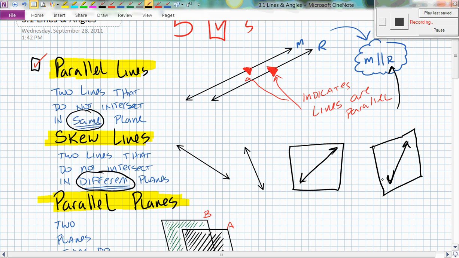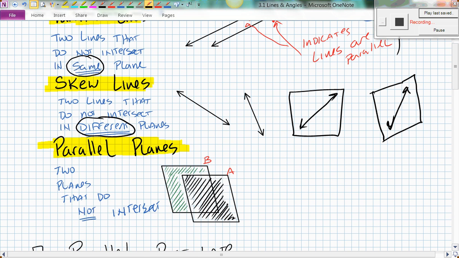Even though it looks kind of like they intersect, I did give an example in class with two real actual sticks, so it looked a little better. Then I had parallel planes, which is pretty straightforward. Two planes that do not intersect, such as the ceiling and the ground. Think of the ceiling as a plane, and the ground, and those don't intersect, so those are parallel planes.